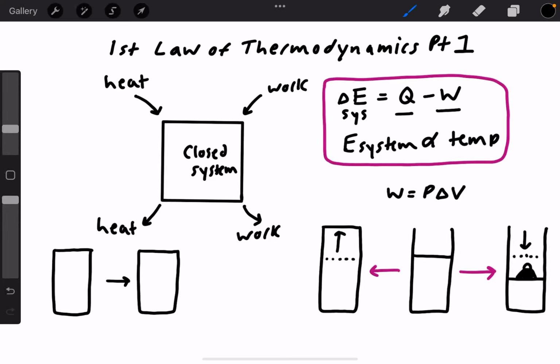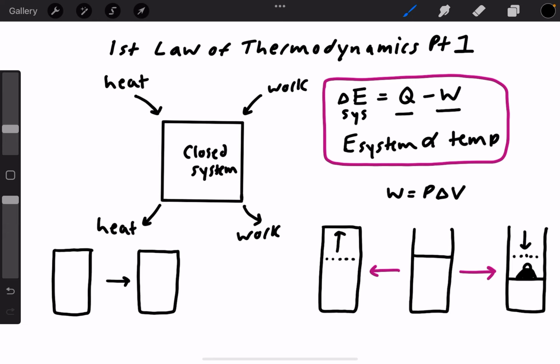Alright, so we're going to be discussing the first law of thermodynamics, part 1. And today we're going to be expressing what it means. Basically, it's defined as energy is constant in the universe, therefore it cannot be destroyed or created, only transferred or converted from one type of energy to another type of energy.